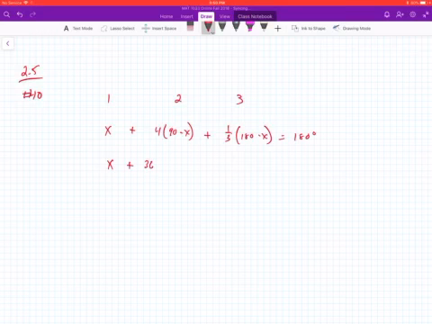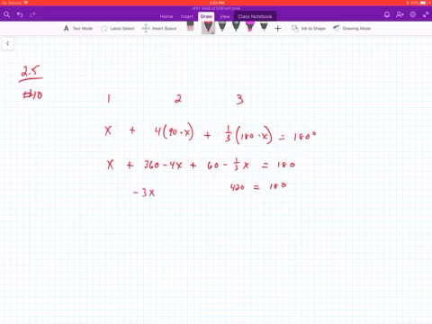We're going to start multiplying these out. This is going to be 360 minus 4x. Here, just remember to distribute the 1/3, so we're dividing 180 by 3. That's 60 minus 1/3 x, equal to 180. Now we combine like terms. 360 plus 60 is 420. Then we have x minus 4x, which is negative 3x, minus 1/3 x, plus the 420.